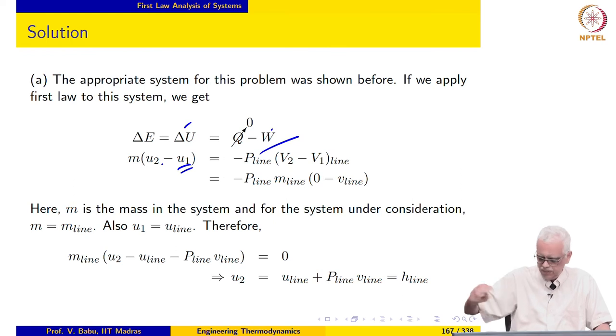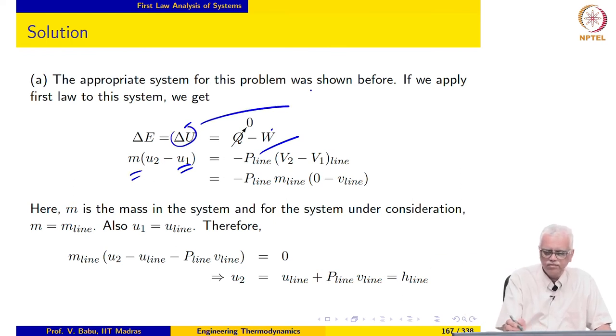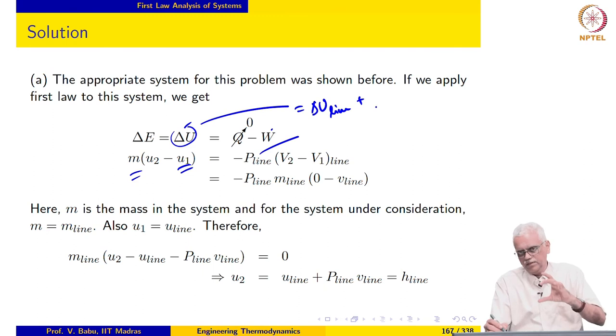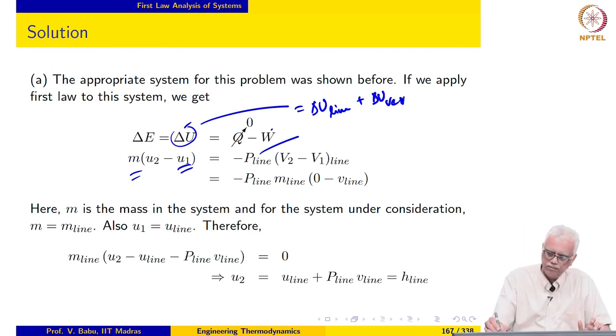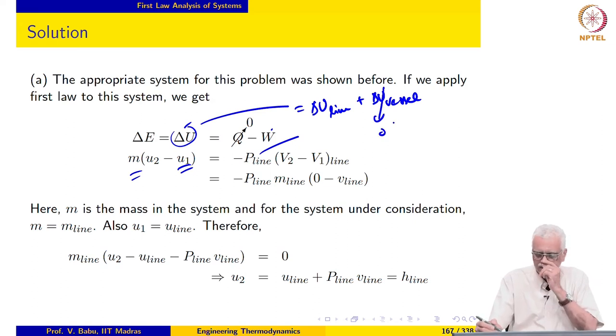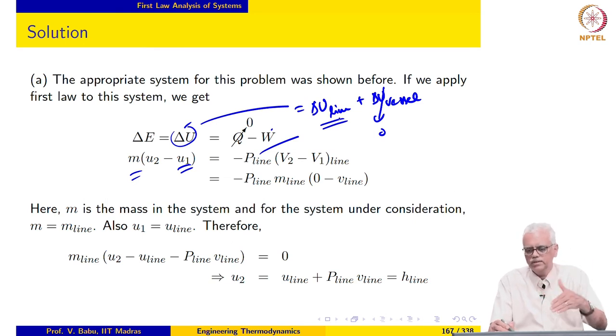Or in fact, if you wish, you may rewrite this itself. Delta U for the system may be written like this: delta U for the part of the system in the line, plus delta U in the vessel. Since m is equal to 0, since the vessel is initially evacuated, we take that part to be 0. So basically we end up with something like this. But notice that finally the steam that was in the line will actually enter and occupy the complete vessel. So you have to be careful with how you do the analysis. So we expand this U2 minus U1 like this.